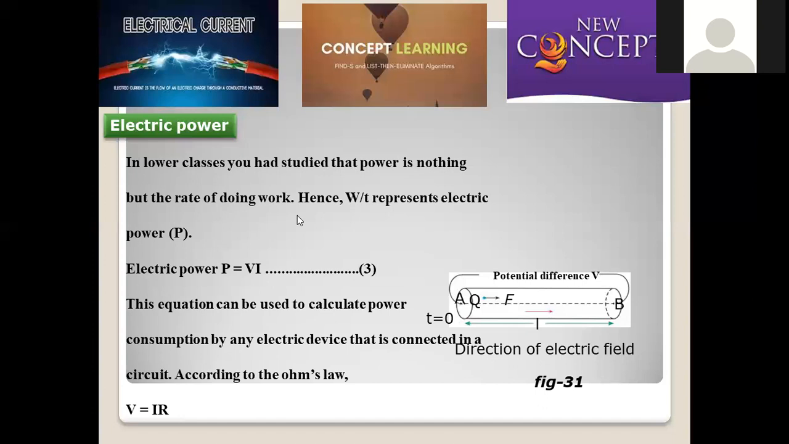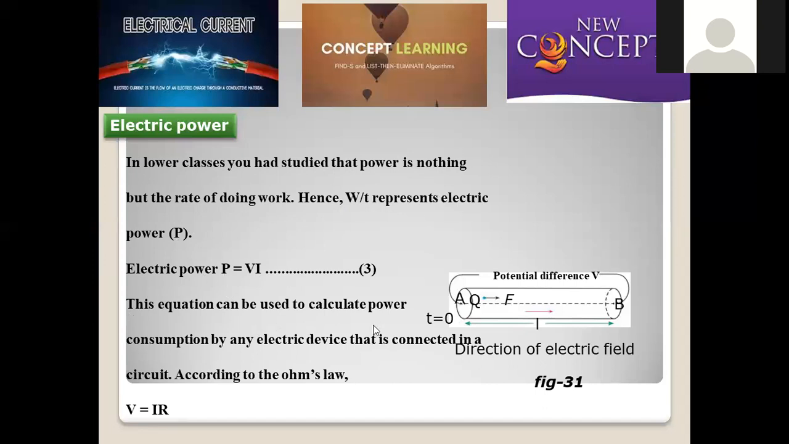So to what extent has work been done, right? Hence, W by T represents electrical power. W by T is simply replaced with the alphabet P. P is nothing but W by T, work done within a second, right? Electrical power P is equal to V into I. V is the potential difference, I is the strength of the current. When we take the product of these two, that is denoted as the electrical power.